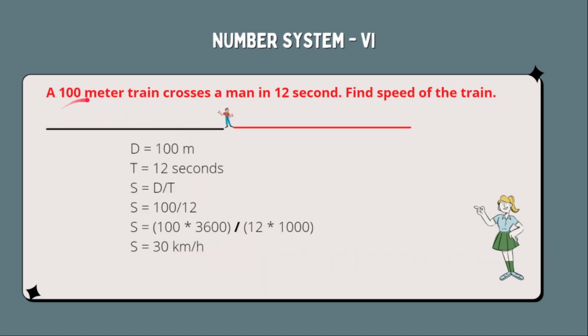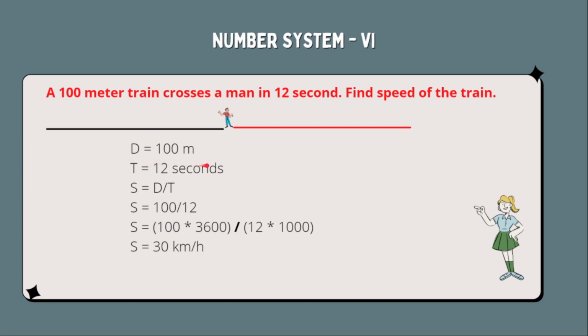Next question is a 100-meter train crosses a man in 12 seconds. Find the speed of the train. Now this is train, suppose this black line. Okay, and when it crosses the man means it will start from here and it will end till here. So it means it will travel 100 meter to cross the person. If the length of the train is 100 meter means the total distance traveled by train is 100 meter to cross this person. Obviously there is some distance of this man, but it's negligible. It's like 10 centimeters, so we do not include that into the equation.